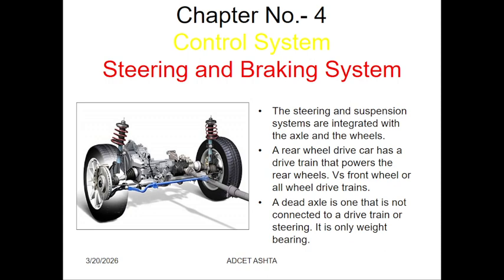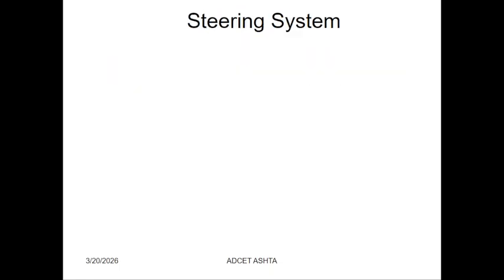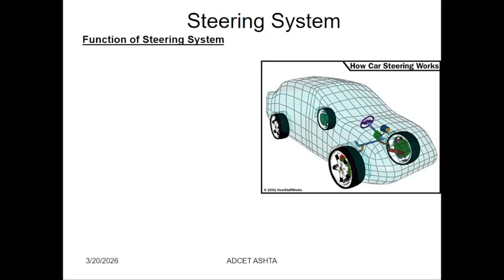The suspension is integrated with the axle of the vehicle, and the rear wheels are driven with power, as opposed to the front wheels in the drive train. The dead axle is one that is not connected to the drive train, and it is only weight bearing. The next is the steering system.